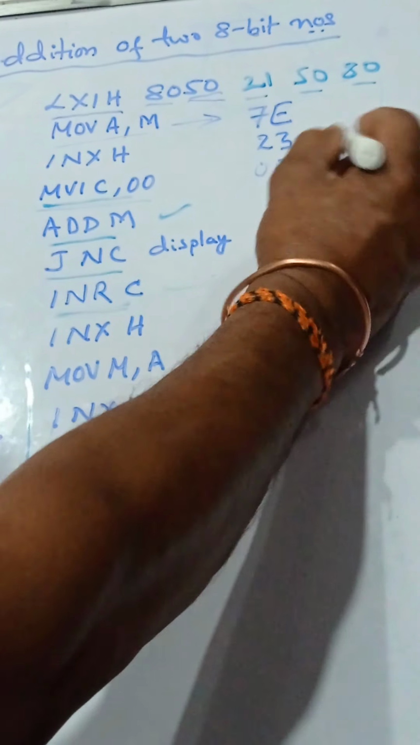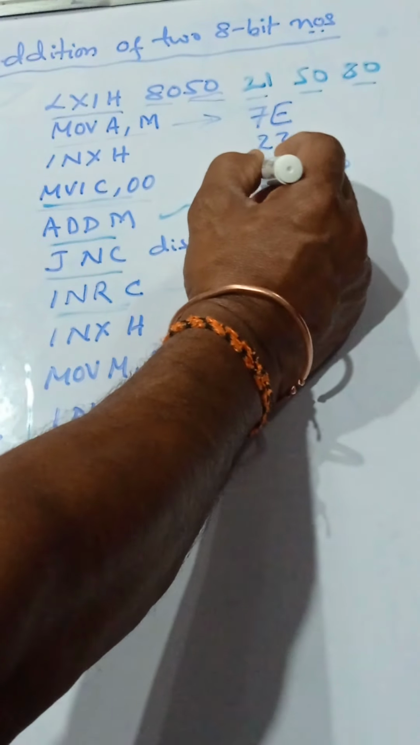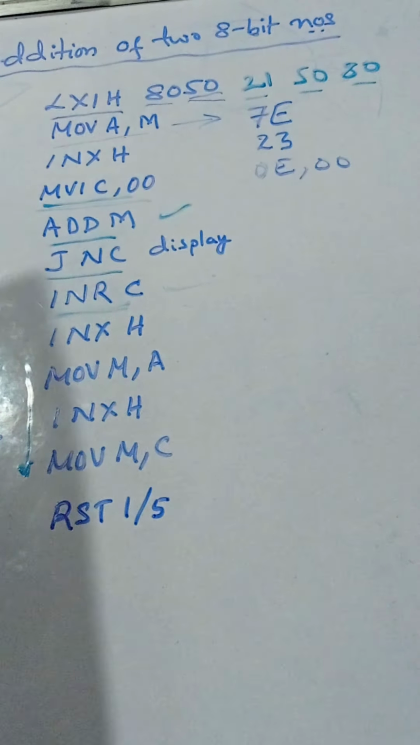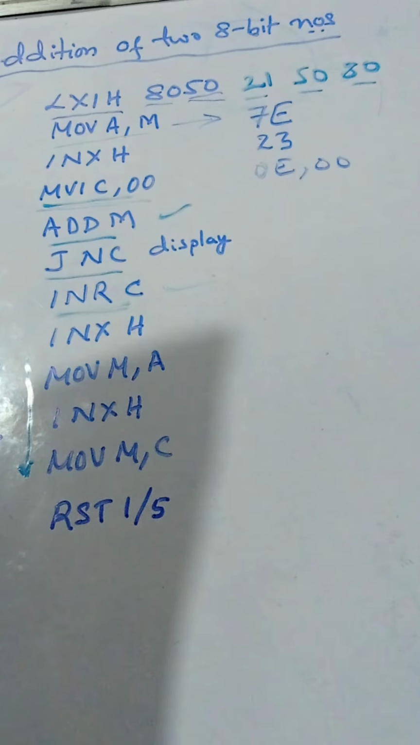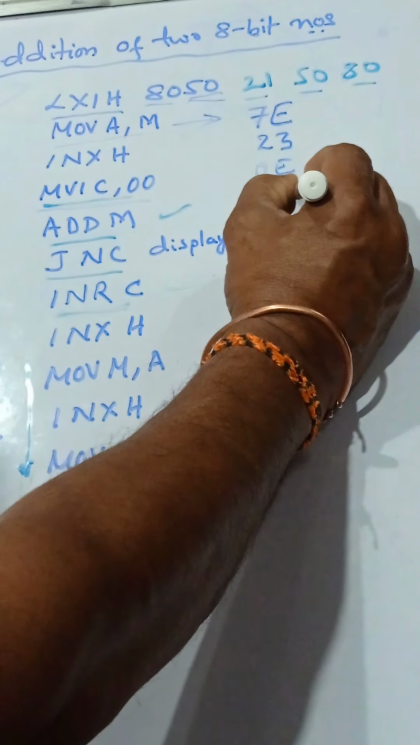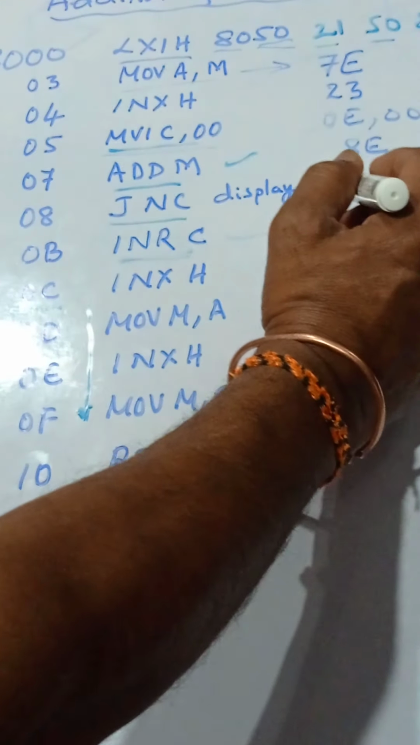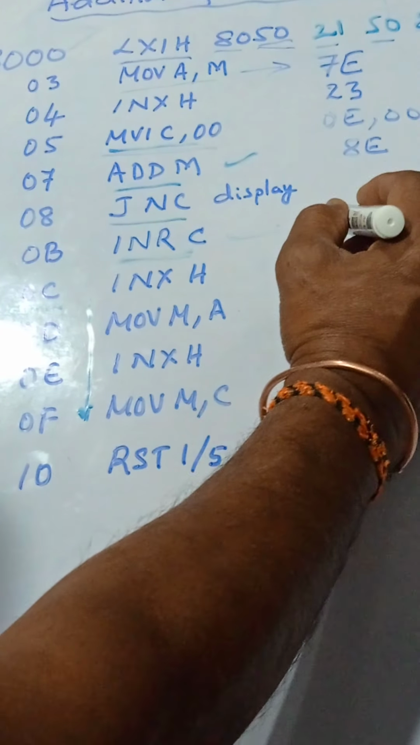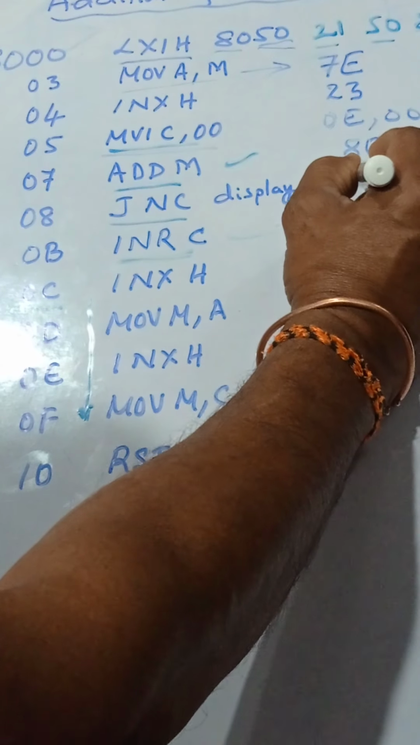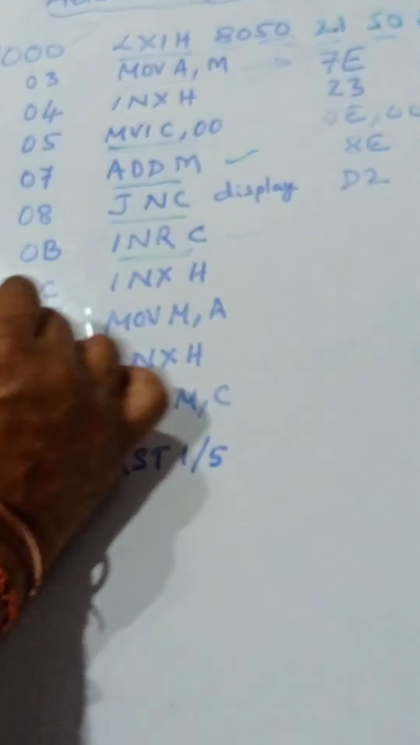Next, the location it will be 00. So 0E is the code of MVI C. Similarly, ADD M is given by 8E. JNC is given by the code D2, and the display is at the referenced address 800C.